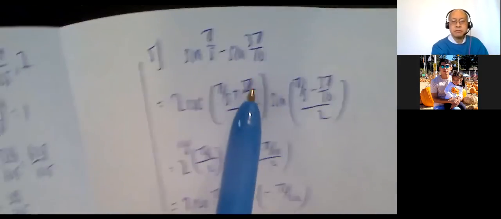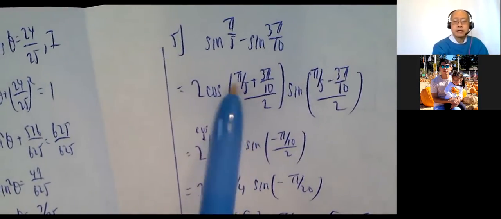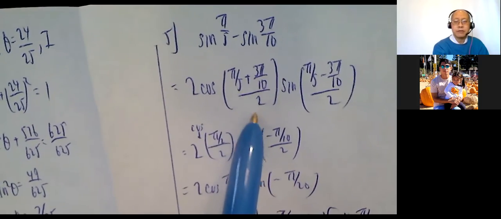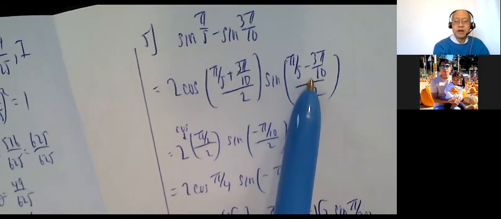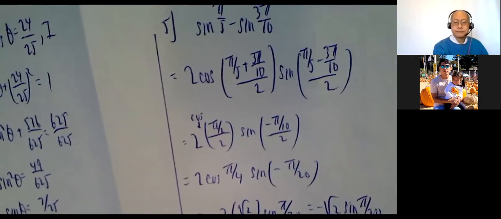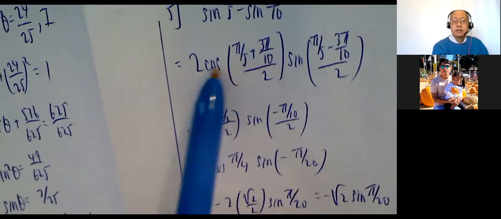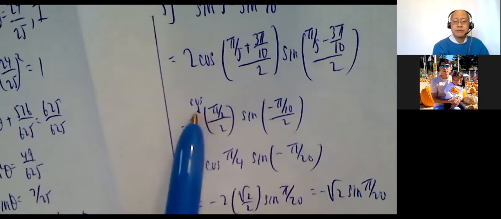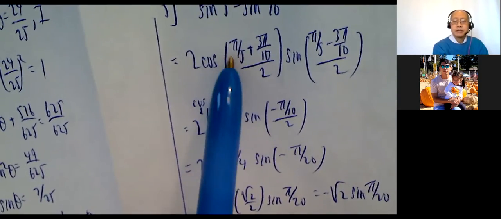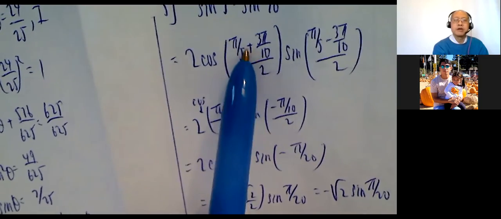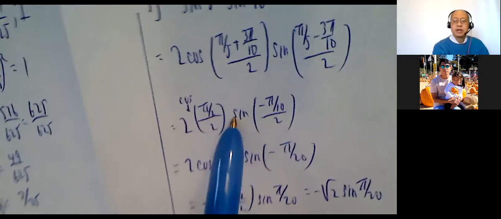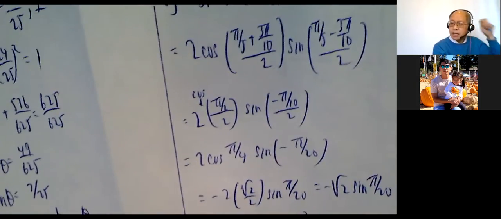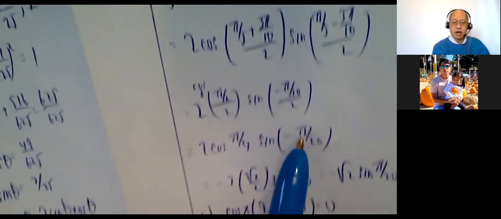Number 5, look for a formula that goes sine minus sine. 2 cosine, the sum divided by 2, pi over 5 plus 3 pi over 10 divided by 2. Then sine of the difference divided by 2, pi over 5 minus 3 pi over 10 divided by 2. Clean this up. This is going to be 2 pi over 10 plus 3 pi over 10, which is 5 pi over 10, which is the same as pi over 2, divided by 2. There's a cosine here. Sine of 2 pi over 10 minus 3 pi over 10 is negative pi over 10, divided by 2.